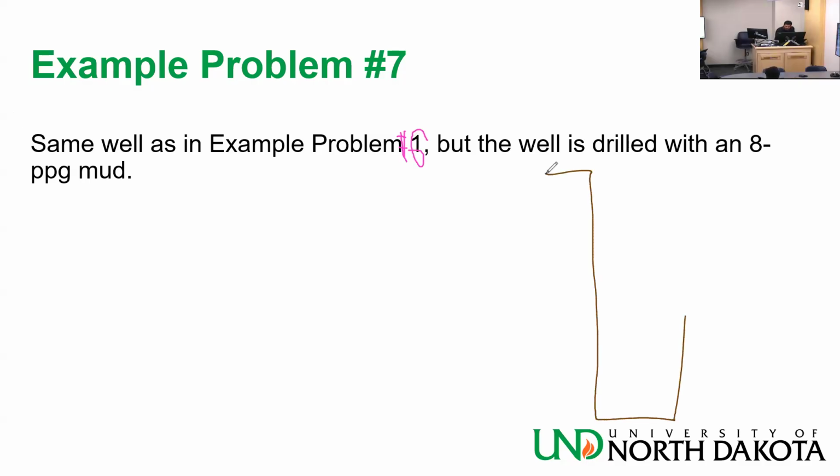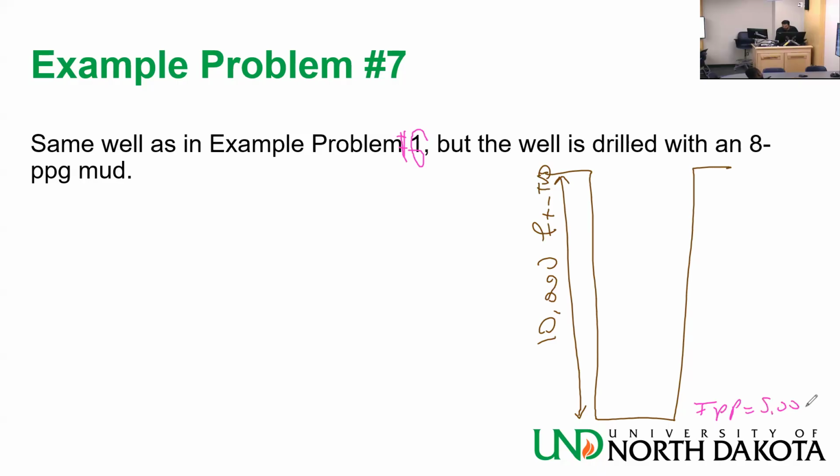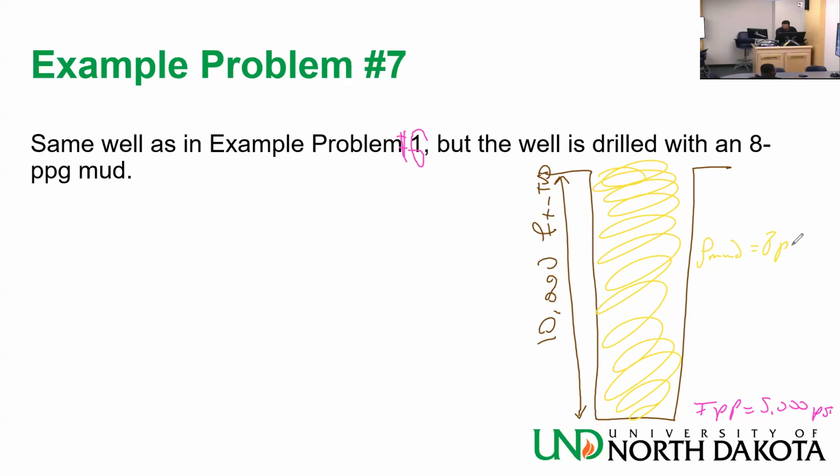Okay, so same well again. 10,000 feet TVD, something like that. We know FPP is 5,000 psi, and we know the mud now is less. I will make it yellow. The mud is 8 ppg.